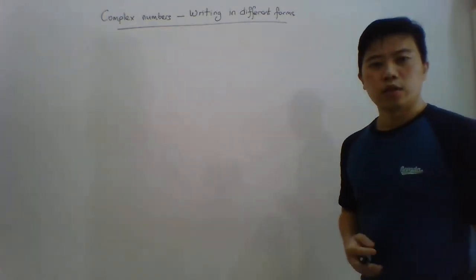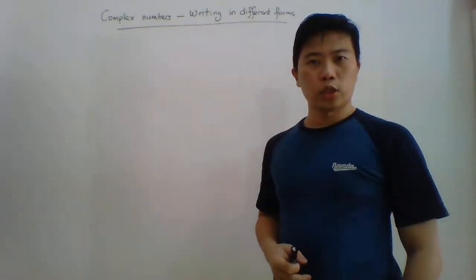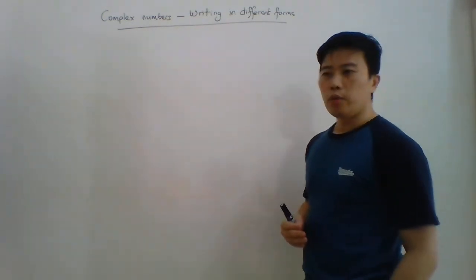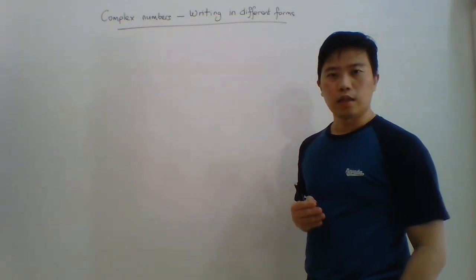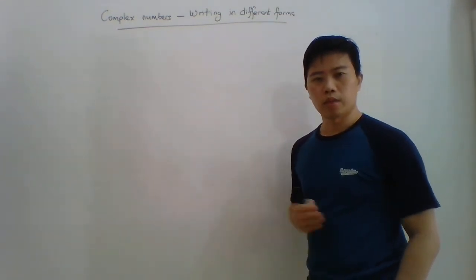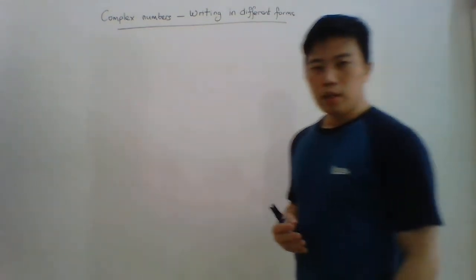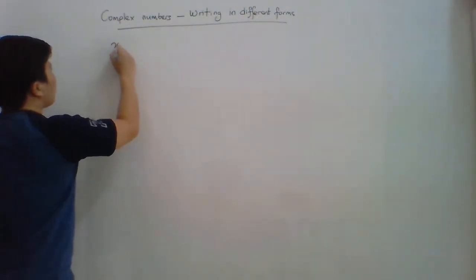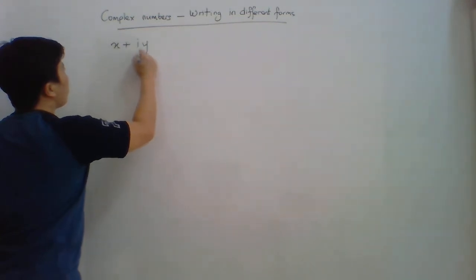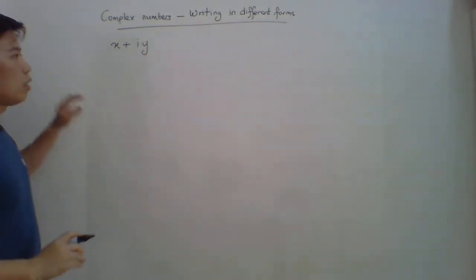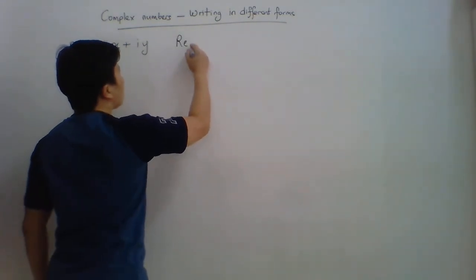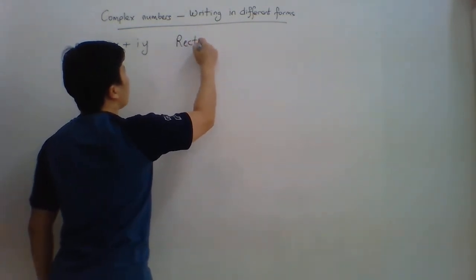Hello everyone. So today I'm going to start on a lecture on complex numbers, and today in this video we are going to look at how to write complex numbers in different forms. So you may know that complex numbers are written like this. You have x plus iy. This would be the form that you are very familiar with actually. So this is a rectangular form.